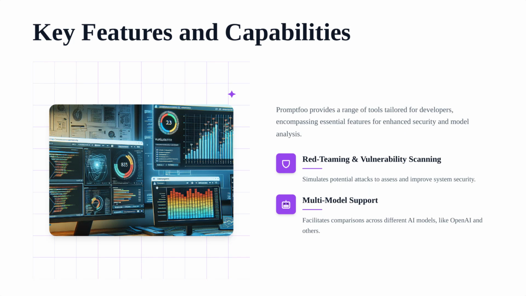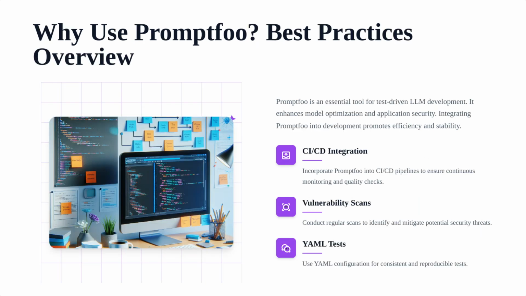Promptfoo includes several practical capabilities that help developers evaluate and strengthen LLM applications. One important feature is red teaming and vulnerability scanning. This allows you to simulate potential attacks and identify weak points in prompts, model behavior, or application logic before they become real security issues. It also offers multi-model support, which makes it easier to compare results across different providers and models, including OpenAI and others. A side-by-side evaluation helps teams choose the best model for quality, safety, and consistency. Promptfoo is especially valuable for test-driven LLM development because it helps teams improve both model performance and application security while keeping development more efficient and stable.